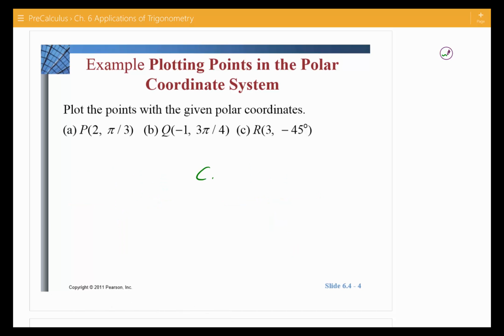And then the last one, I'm going to rotate -45 degrees, so this way, and I'm going to go out a little bit further to 3. So my point is going to be out here. If this is length 3 and this is a 45-degree angle, that would be my point for part C.